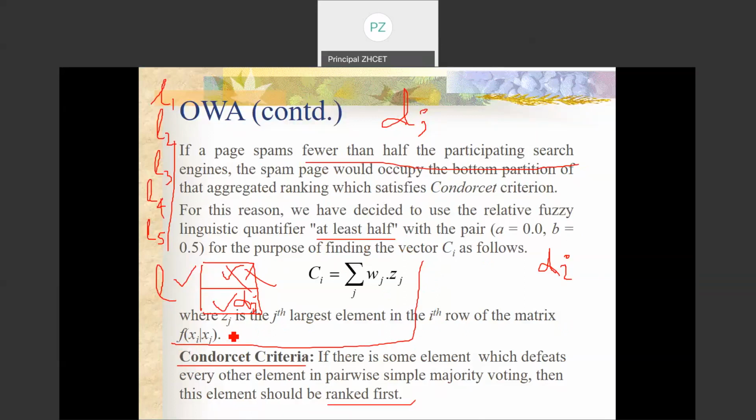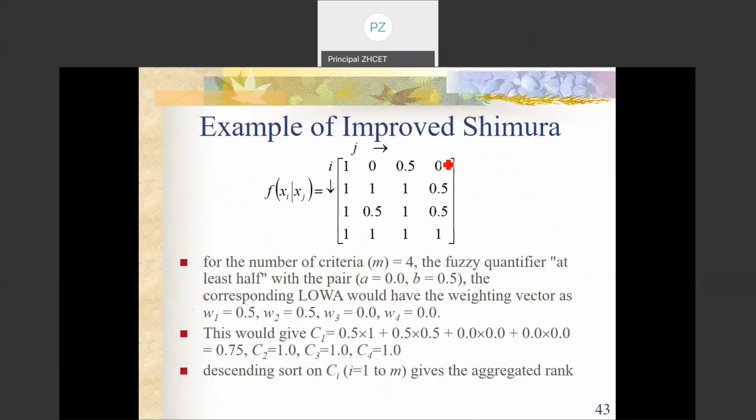Let us take the example, things might be more clear. Example of improved Shimura technique, Fxixj, we have found out this. Till this part we have done in the Shimura technique. From now on, in the Shimura technique, what we were doing, we were taking the min of this, taking the min of this.